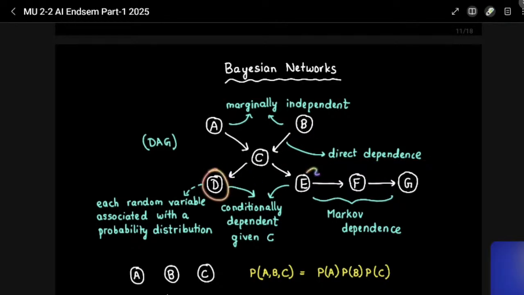But if you look at D and E, both of them are dependent on C. So this is where the conditional dependence comes in. So D is dependent on C, E is also dependent on C. So D and E are conditionally dependent given C. So if C is given, these two random variables are dependent conditionally.